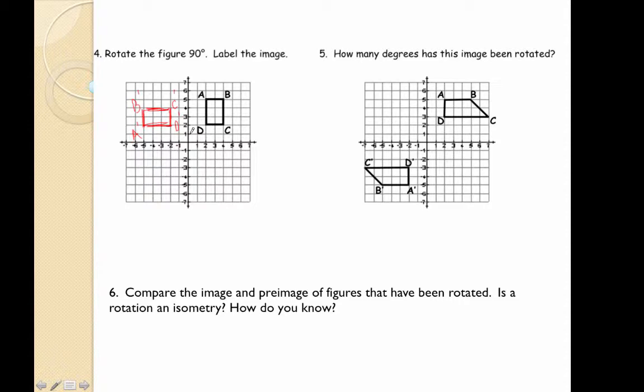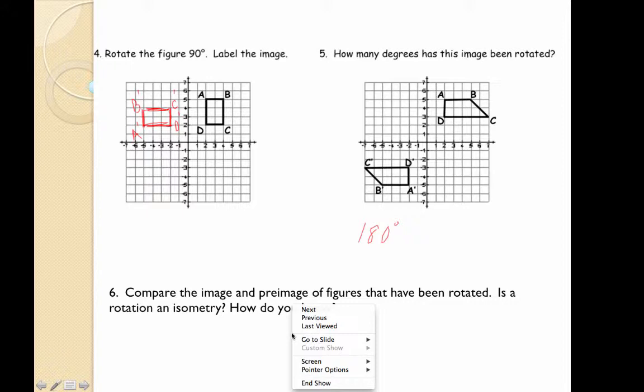Now the question on number 5 is, how many degrees has the image been rotated? Well, for one thing, because all the numbers are staying the same, we have 2, 3, negative 2, negative 3, 7, 3, negative 7, negative 3. We just, on the previous slide, saw that means it's 180 degrees counterclockwise, so a 180 degree rotation.